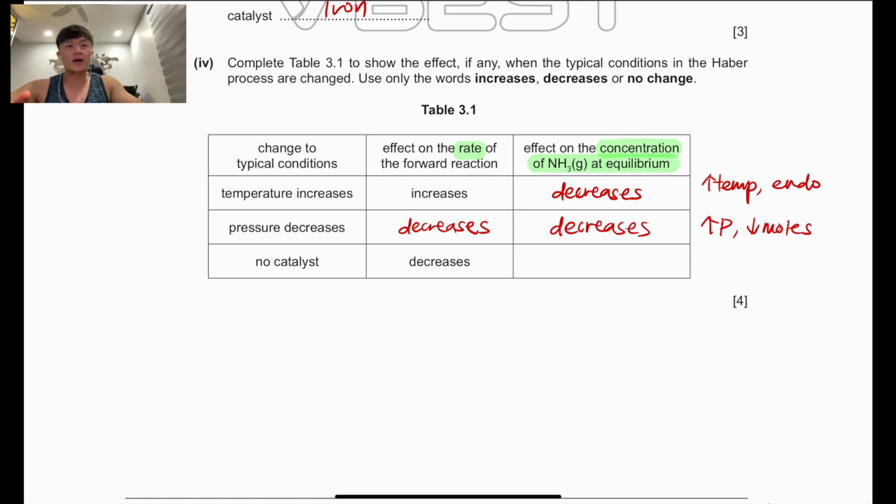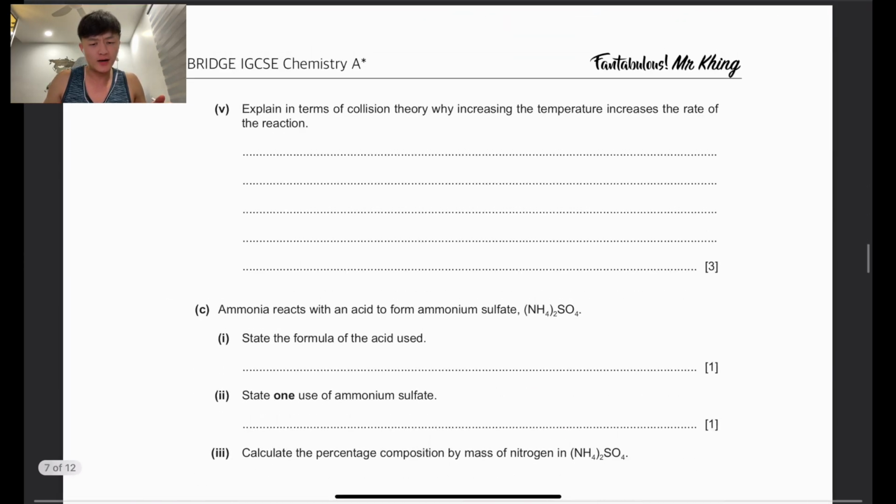Okay, and next one, catalyst. Remember, the factors affecting the position of equilibrium are only temperature, pressure, and concentration. That's it. Catalyst only affects the rate of reaction. So from here, you know that it has nothing to do with the change in position, and therefore the answer will be no change.